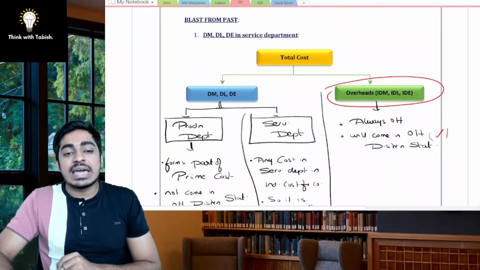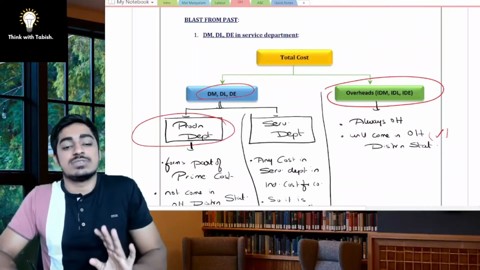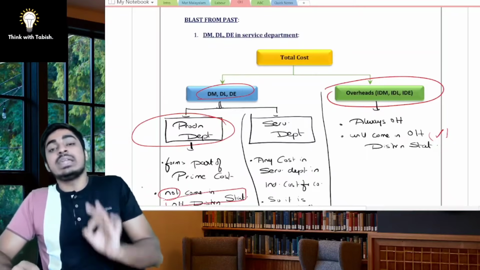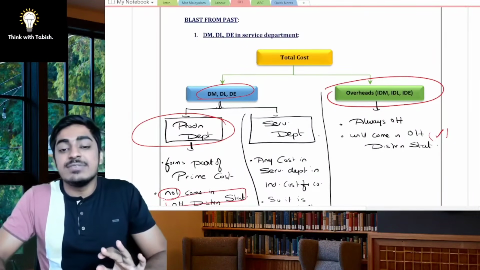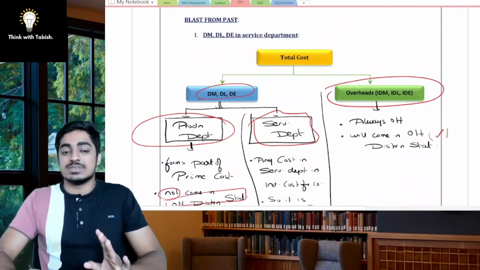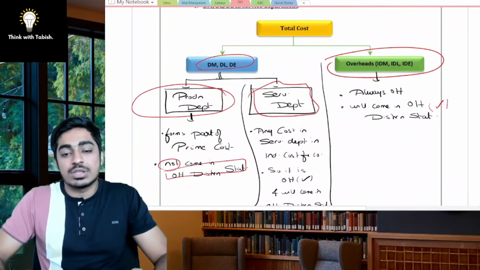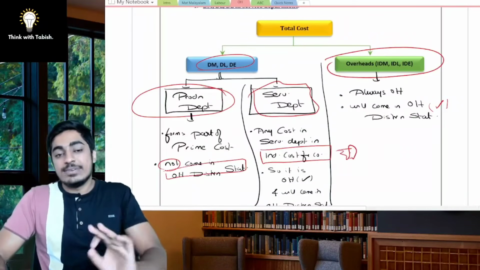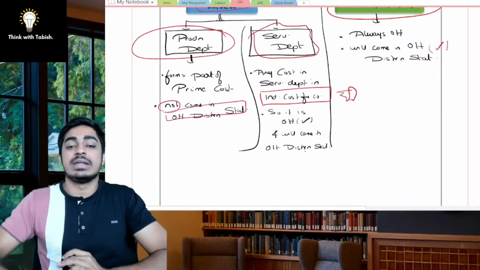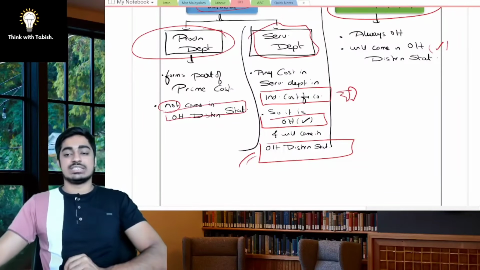If direct material, direct labor, direct expense is incurred in production department, they are incurred for production of goods or services, so they will not be coming in the overhead distribution. But consider direct material, direct labor, direct expense incurred in service department. Service department itself is not doing any production of goods or services. So any cost in service department will be indirect cost for the company as a whole. So even if the question says it is a direct material, direct labor, direct expense, if it is in service department, it will be treated as overheads and it will come in the overhead distribution.